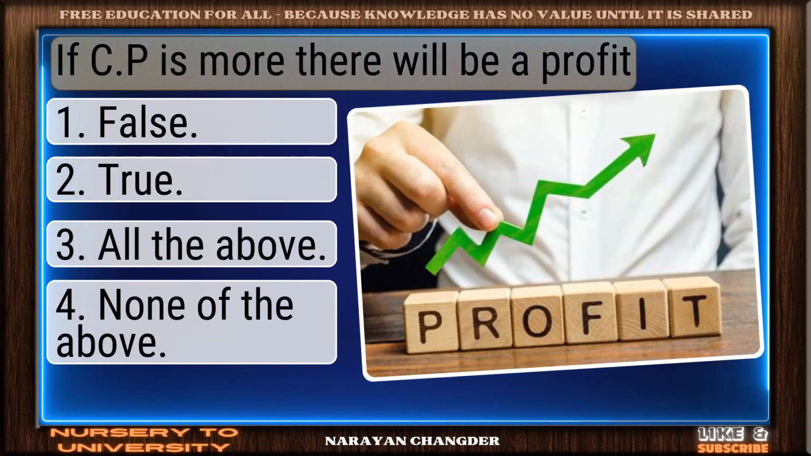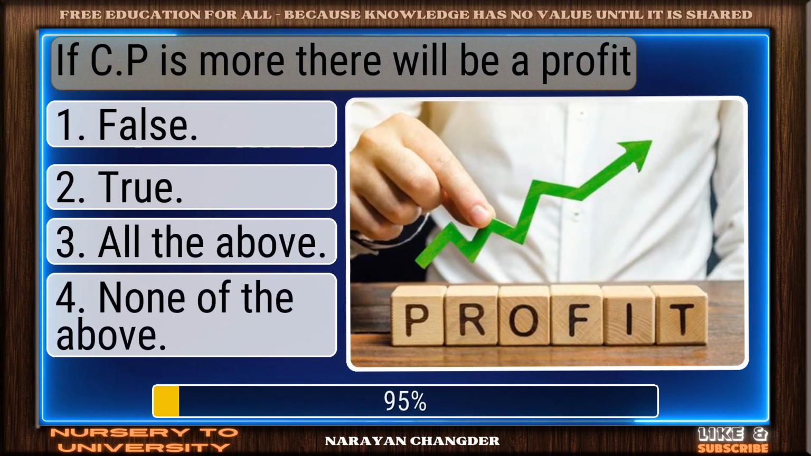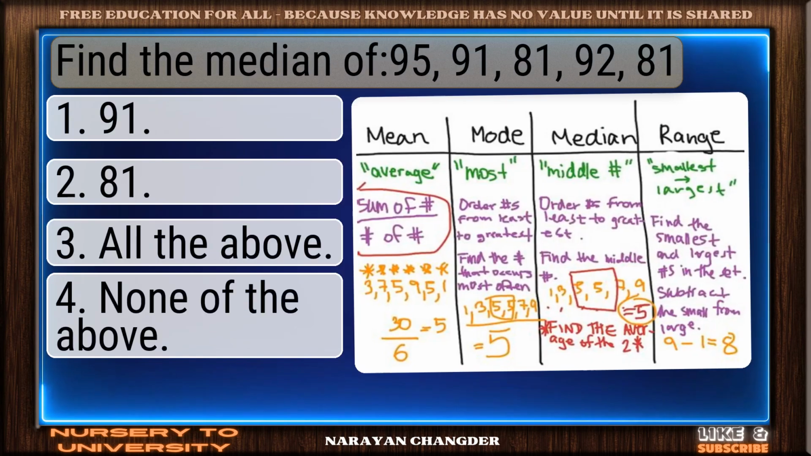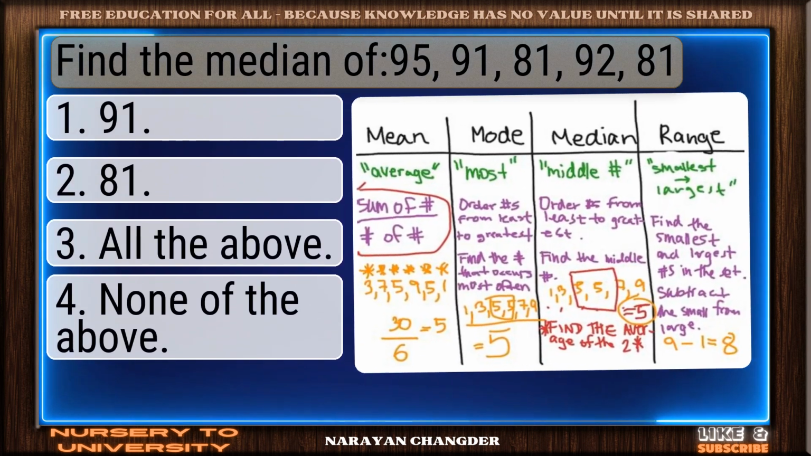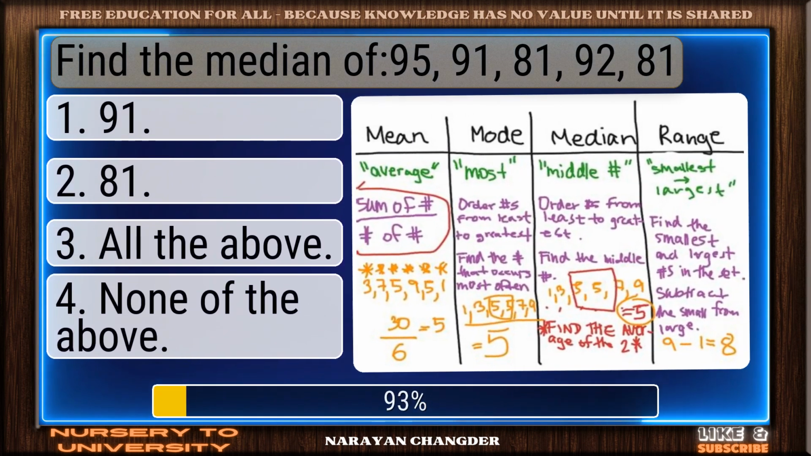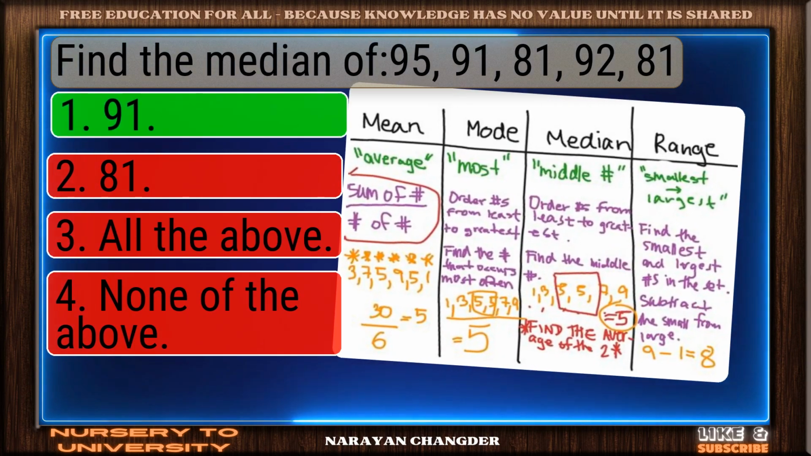Question number 241. If CP is more, there will be a profit. Good thinking. False is the right answer. Question number 242. Find the median of 95, 91, 81, 92, 81. Correct response. 91 is the most accurate answer.